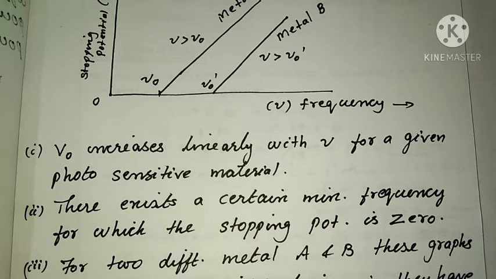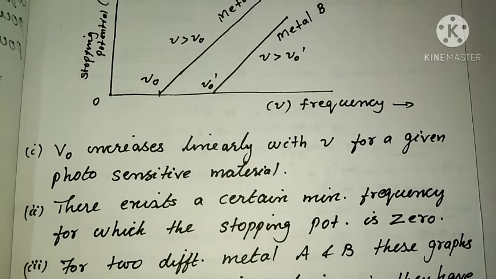Clear? So that minimum frequency is known as the threshold frequency, which means that a minimum frequency is needed for the incident radiation for the emission of photoelectrons. That means they need a minimum energy to emit. The electrons on the metal surface need a minimum energy to emit from the metal surface.